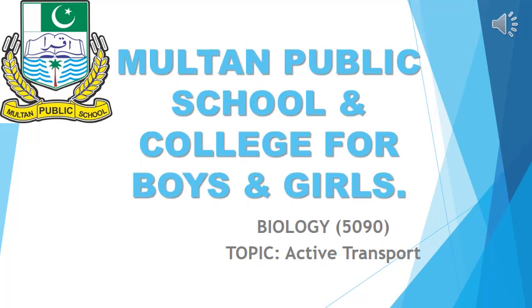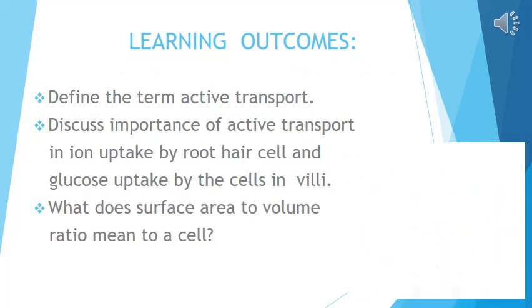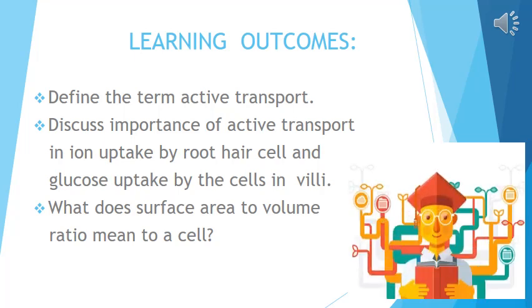Today we are going to discuss active transport. By the end of this video, you should be able to define the term active transport. Then you should also be able to discuss the importance of active transport in iron uptake by the root hair cell and glucose uptake by the cells in the villi. What does surface area to volume ratio mean to a cell? It is recommended that you watch the video at least 3 times for better understanding.